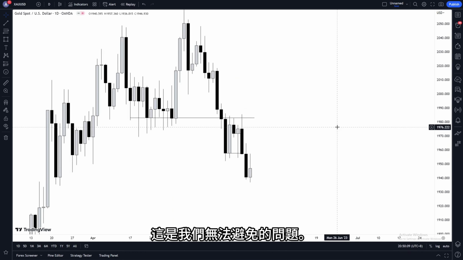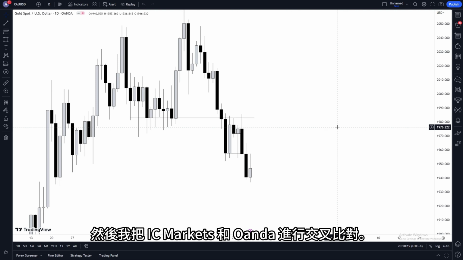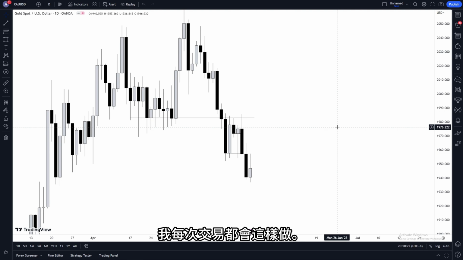Now, about the whole broker thing, this is something that we cannot work past. All we can do is work with it. What I like to do is I get IC Markets and I cross-check IC Markets with Oanda. And I do this every single time I trade. It doesn't take that much effort. It takes 2 extra minutes of your time max. Guys, you have to understand something. I fully analyze charts in a matter of 3 to 5 minutes. 5 minutes is really a stretch here. I analyze charts in 3 minutes.